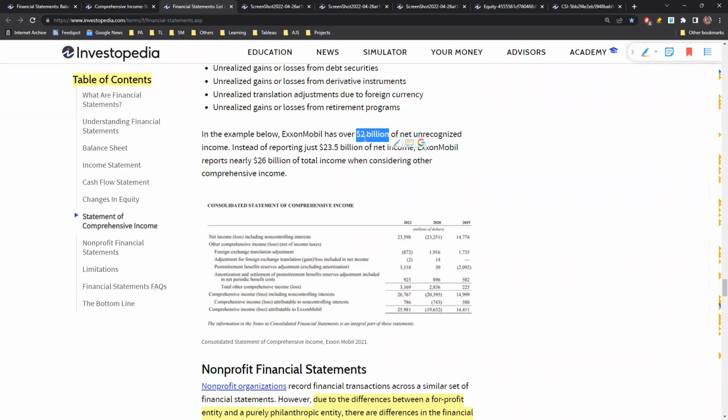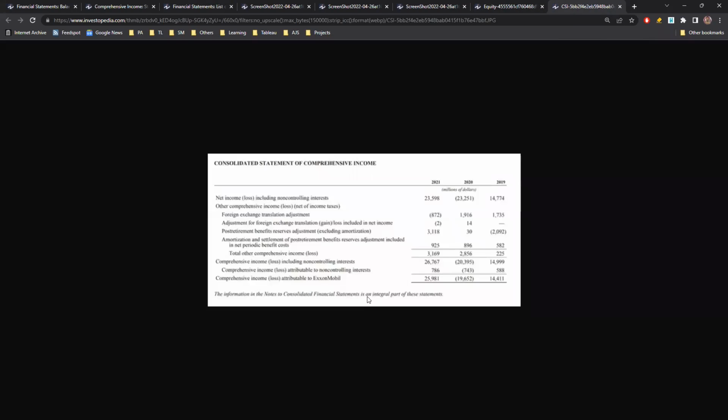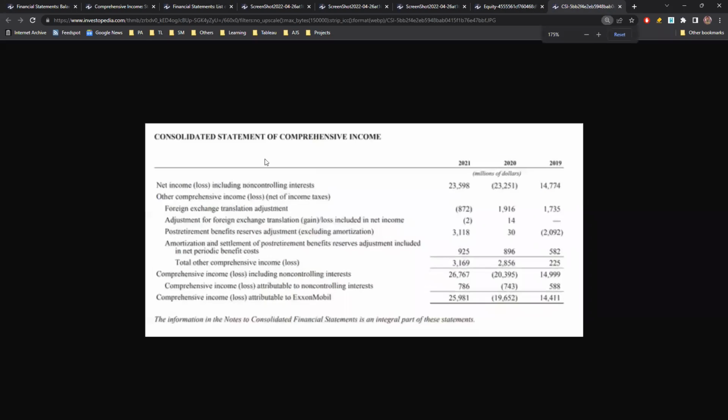So this is almost like their 10%, or roughly 10% of their net income, right? So if you look at this particular example here, this is the simple example of a comprehensive income statement, and on the very top we can see the net income for each of these years for that particular company, and then we see each individual element and what is the loss or gain that we have made from each of those elements.